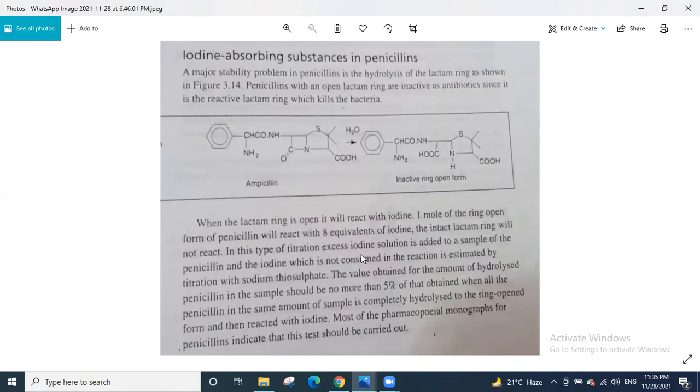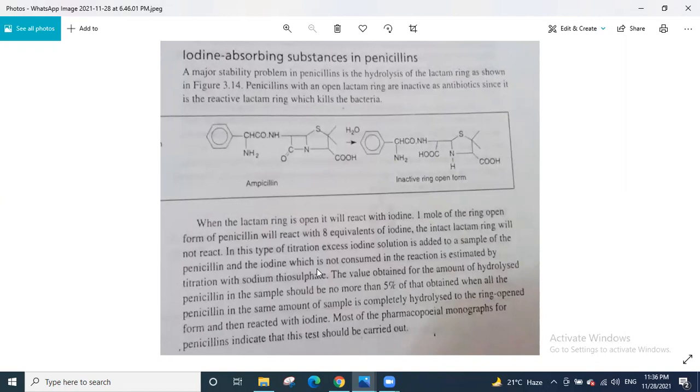In this type of titration, excess of the iodine solution is added to the sample of the penicillin, and the iodine which is not consumed in the reaction is estimated by titration with sodium thiosulfate. So quantify the leftover volume of the iodine. So this is all about iodine. In the case of iodimetry, when it is present in the burette in the form of triiodide, it can easily react with and quantify ascorbic acid, that is vitamin C. So vitamin C can easily be quantified.